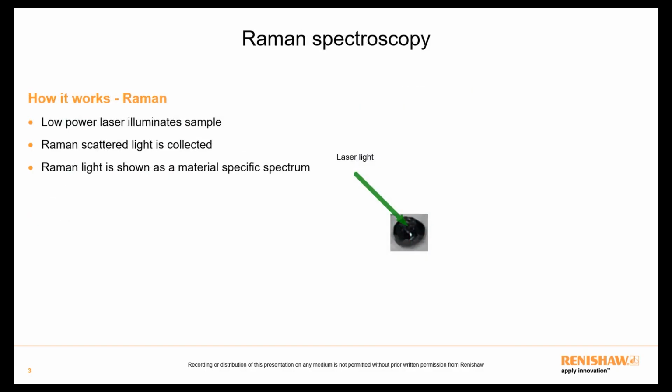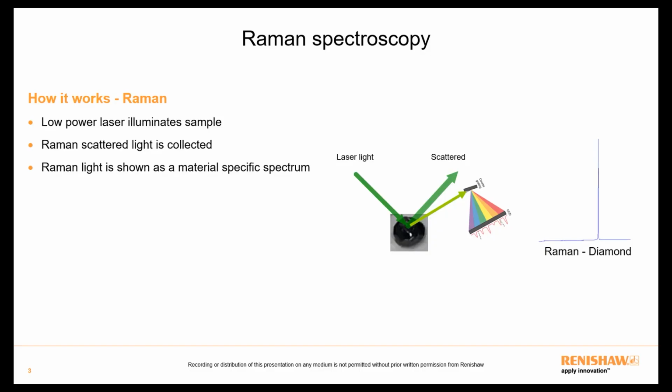Raman spectroscopy works by shining a low power laser onto the material of interest and filtering the scattered light to contain just the Raman light. This light contains information specific to the molecular and structural composition from the region illuminated by the laser. This produces a characteristic spectral fingerprint from which the material can be identified.